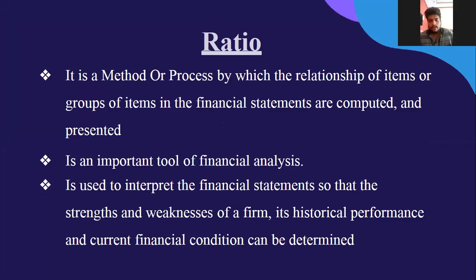So what is ratio? Ratio is the method or process by which relationships of items, or groups of items in the financial statements are computed and presented. Ratio is an important tool of financial analysis. It is used to interpret the financial statements so that the strengths and weaknesses of the firm, its historical performance, and current financial conditions can be determined.